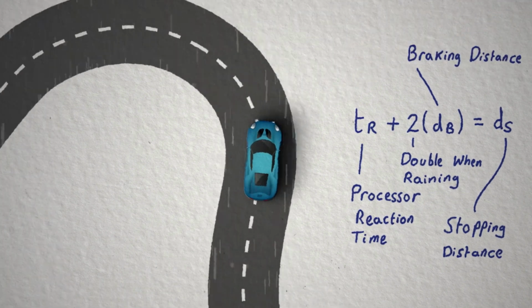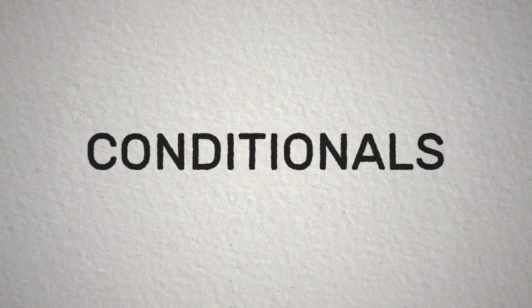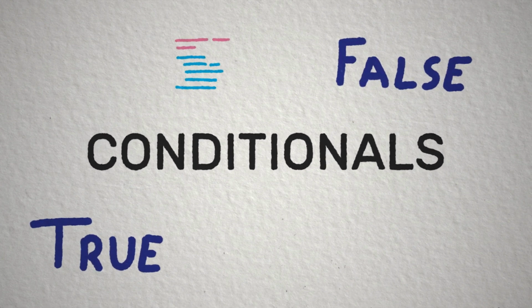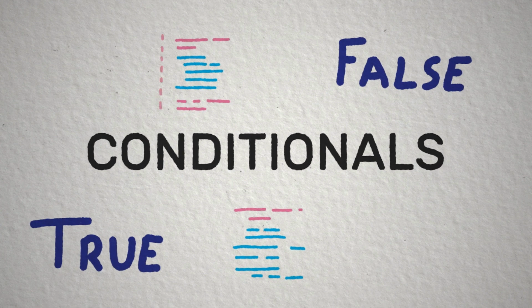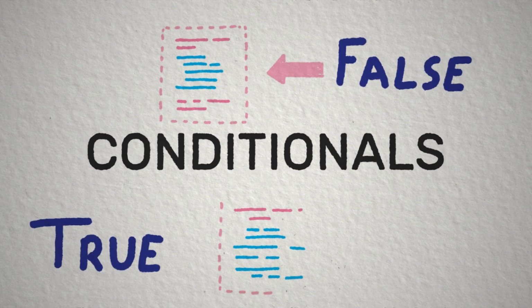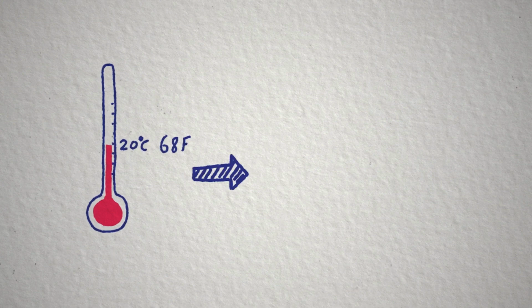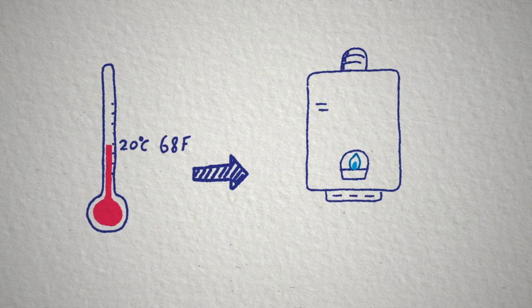Programs will also perform checks to see if certain conditions are true or false. These are often called conditionals or conditional statements, and they allow the program to choose what part of its program to run if a certain condition is true. For example, if a room's ambient temperature drops below 20 degrees Celsius, run the code that is responsible for turning on the boiler.